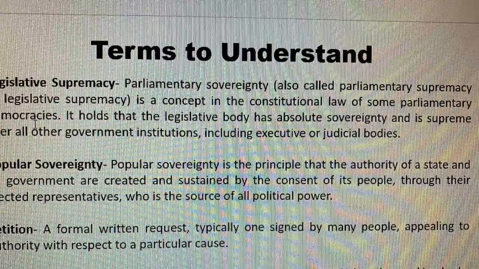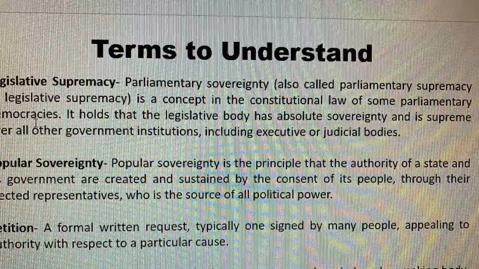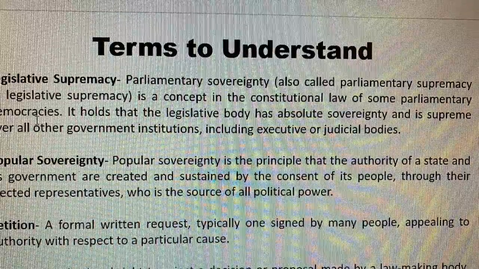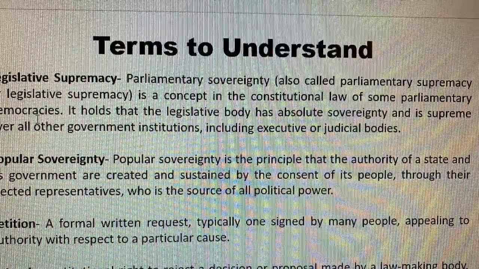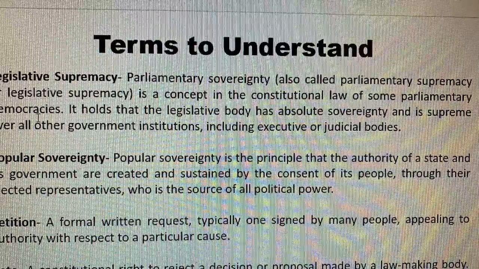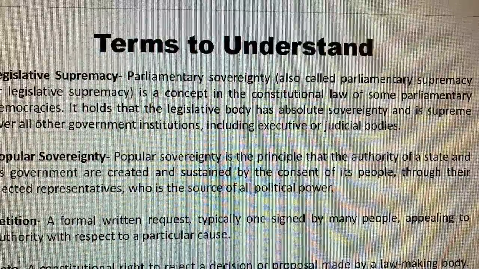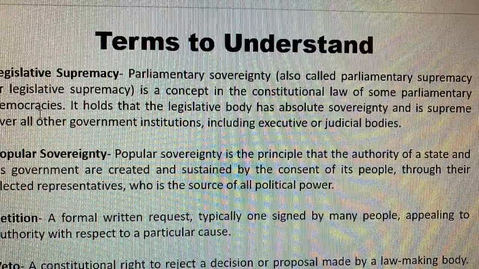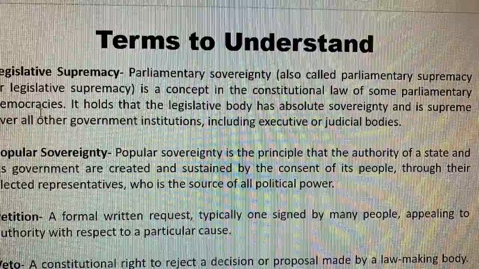Petition: a formal written request, typically one signed by many people, appealing to authority with respect to a particular cause. Veto: a constitutional right to reject a decision or proposal made by a lawmaking body. The legislature would have a veto over appointments to key posts.